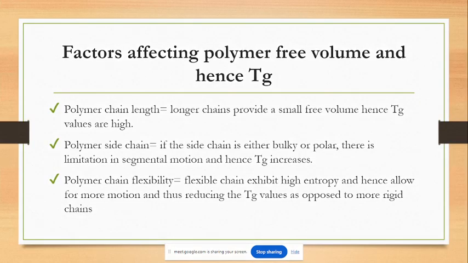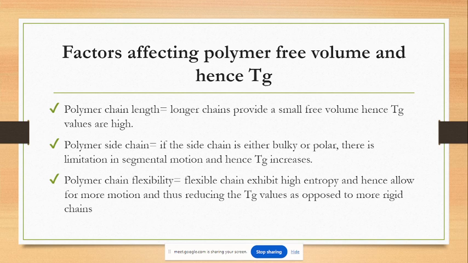So now let us look at the factors that affect the free volume and hence Tg. So what are the factors? We said Tg is not an absolute value because it depends on the factors that will affect the segmental motion. So now let us look at those factors. The first factor is the polymer chain length. Now, how is polymer chain length going to affect the segmental motion?